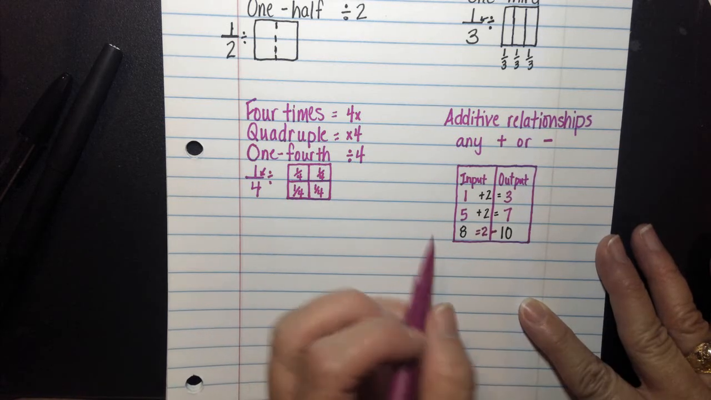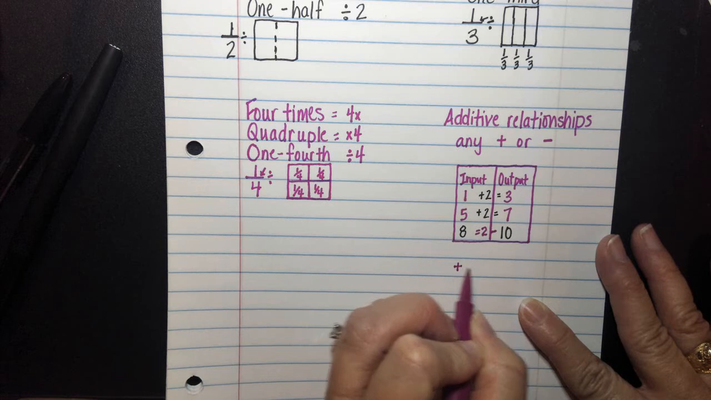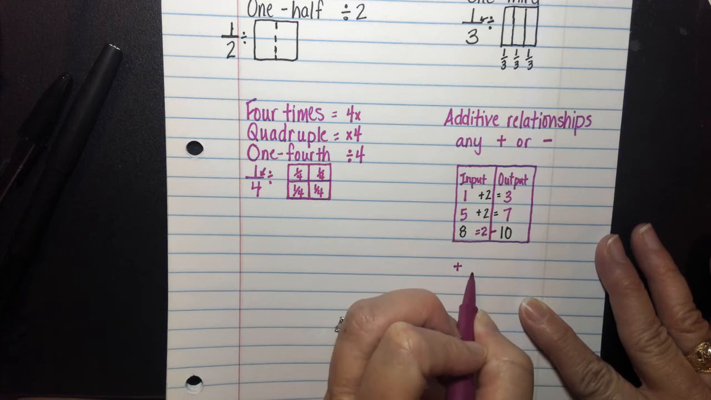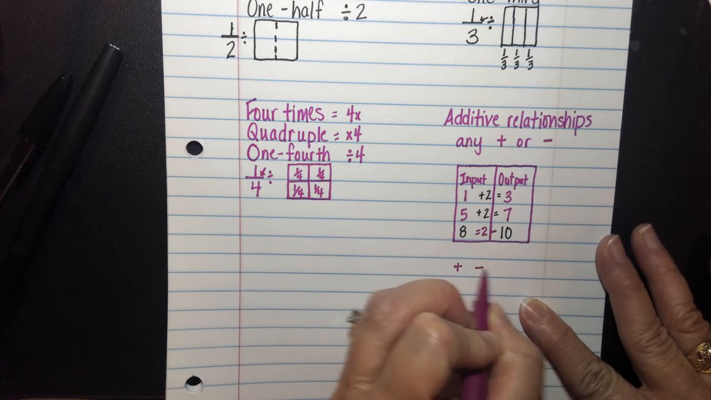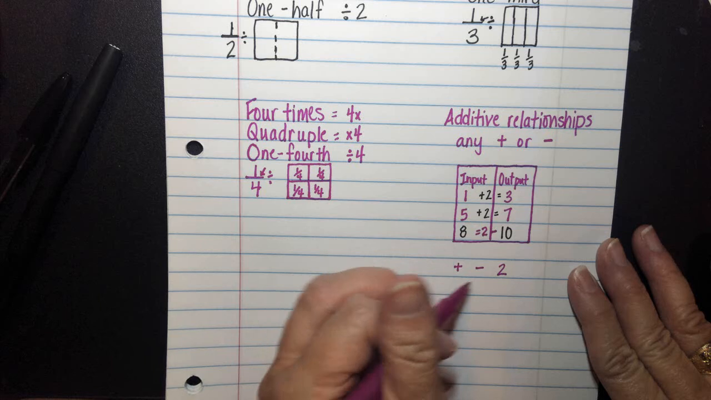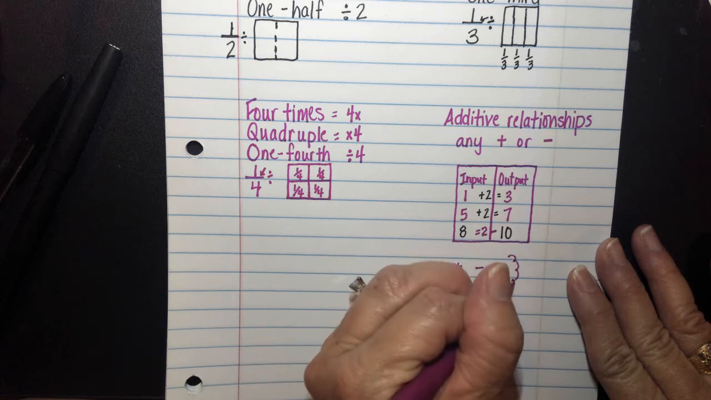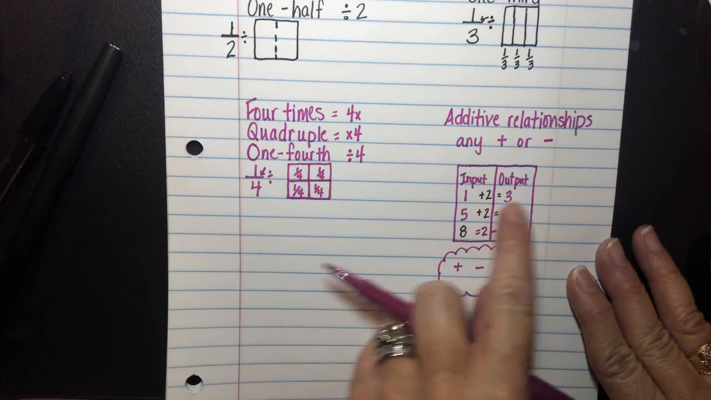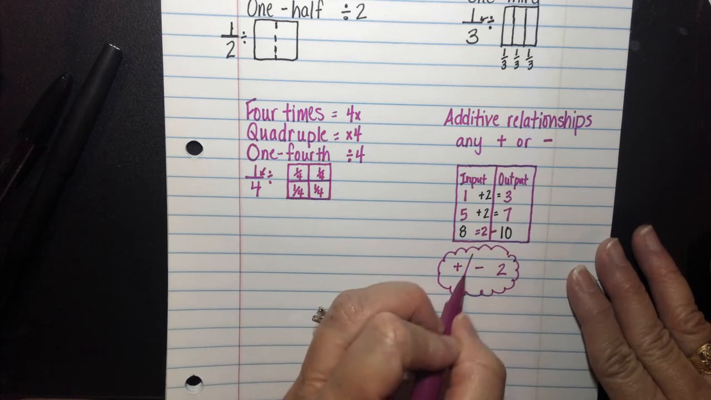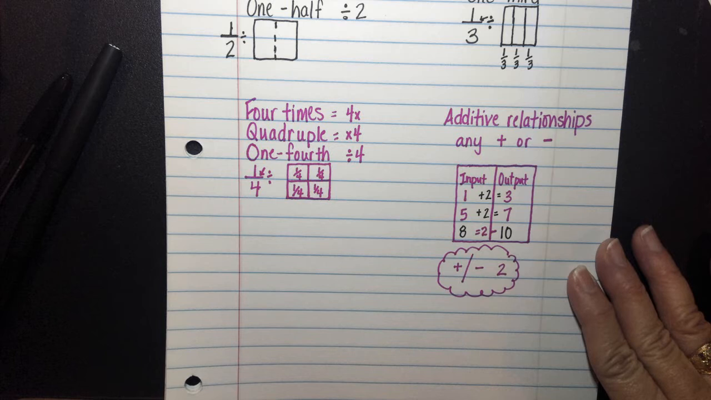So this relationship here is an adding and a subtracting. It's an additive relationship, which means we're adding and we're subtracting the number 2. The number 2 doesn't change, but depending upon which direction you're going, changes the action that's happening here.